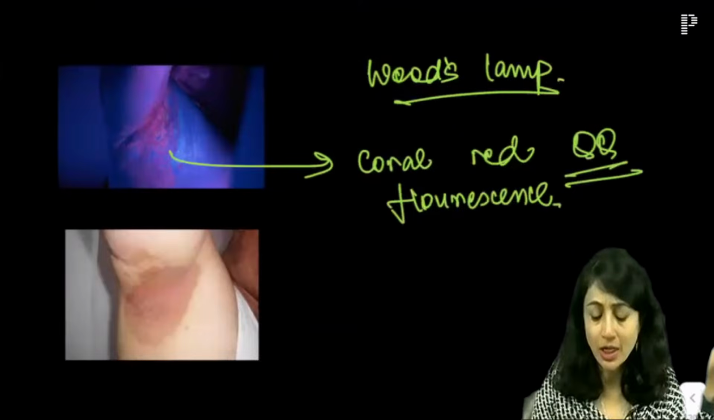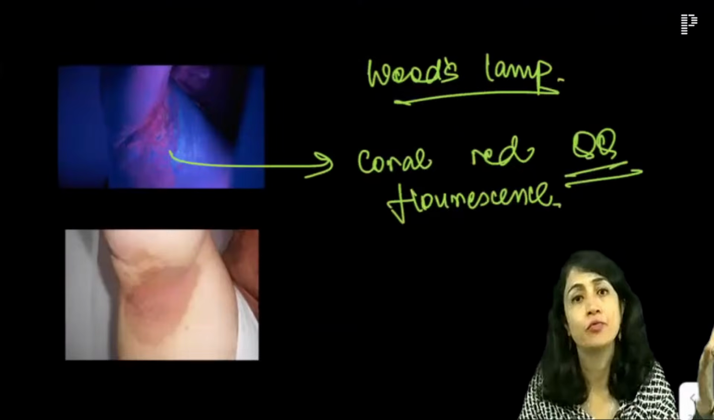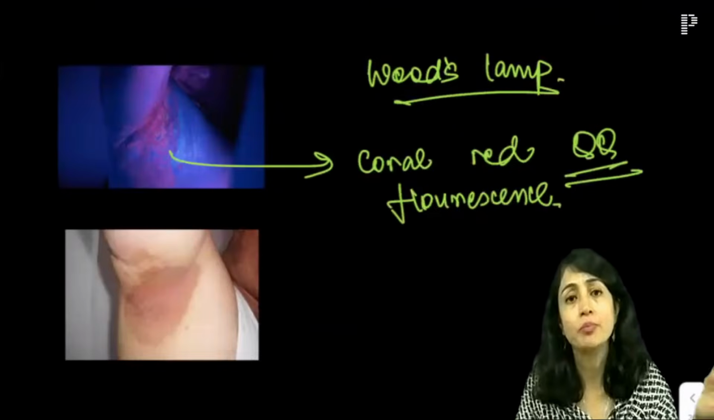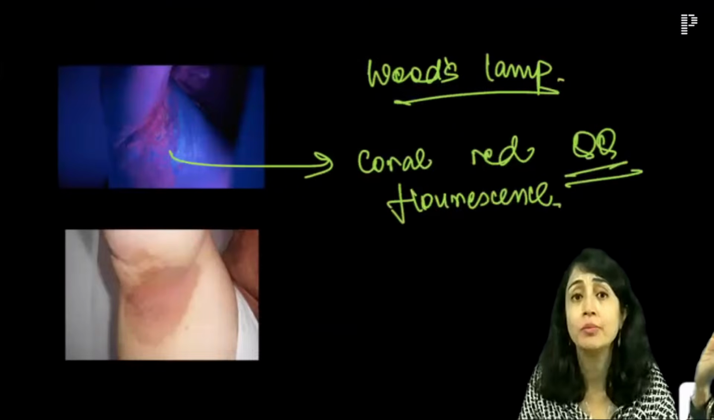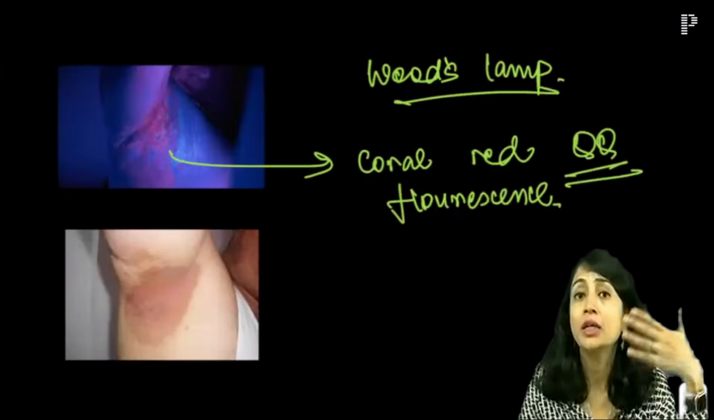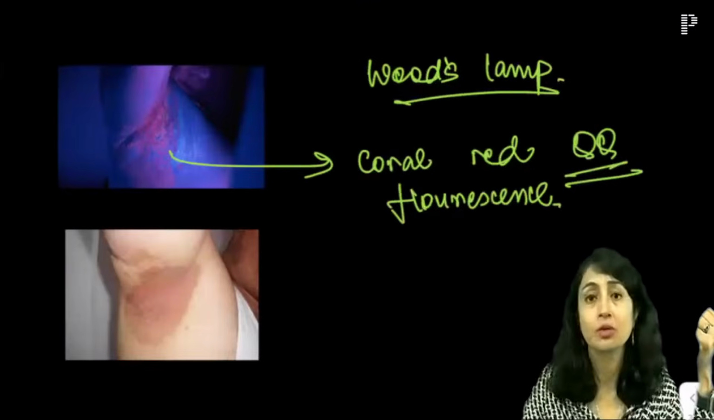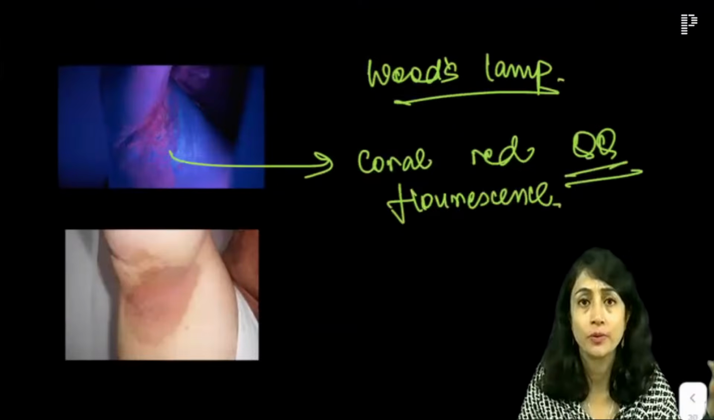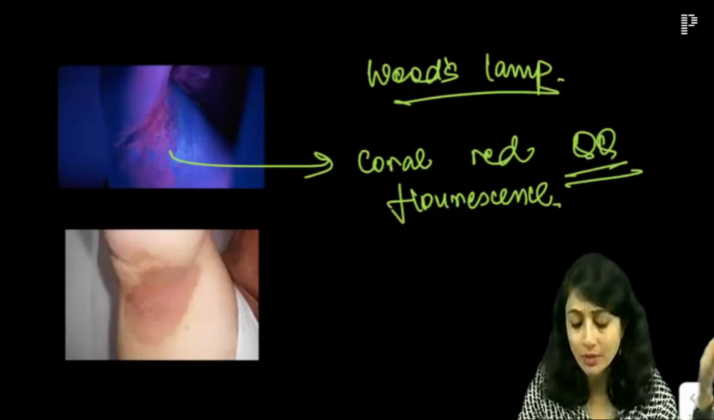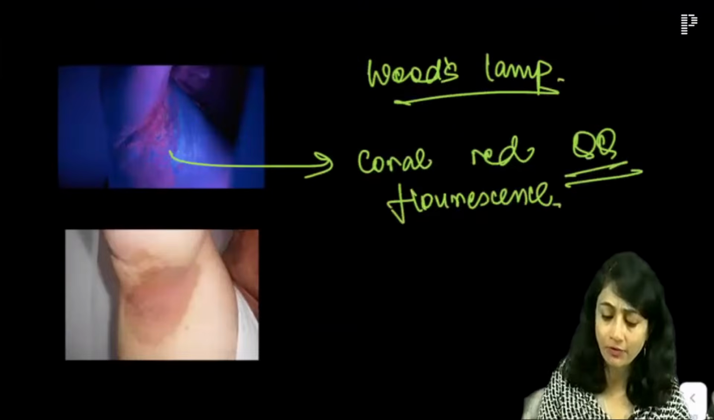So when you do a Wood's lamp, the Corynebacterium will typically emit a coral red fluorescence, and this is how it looks. Other important differentiating features are that erythrasma is more well demarcated, less scaly, and less symptomatic. Tinea would usually be more symptomatic and more scaly, but the Wood's lamp finding is the most diagnostic of all, right? This is a very important question that is asked on Wood's lamp: you see coral red fluorescence with erythrasma.